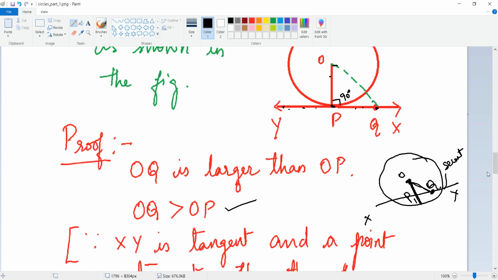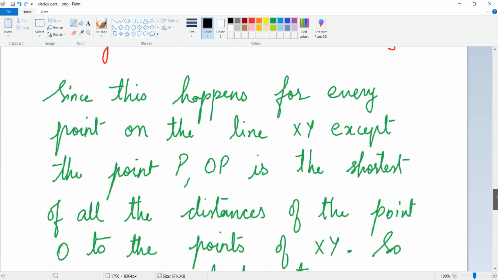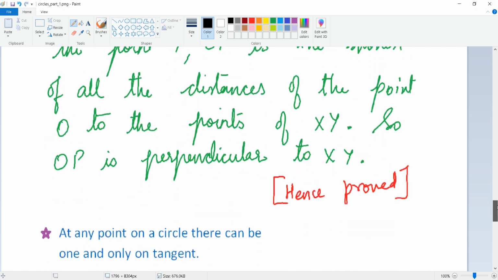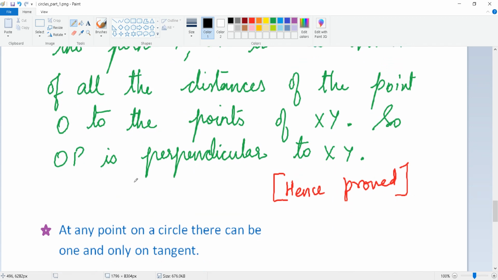Now you see here, since this happens for every point on the line XY except the point P, OP is the shortest of all the distances from the point O to the points of XY. So the OP distance is the smallest, okay? So OP is perpendicular to XY. Understood? Hence proved.